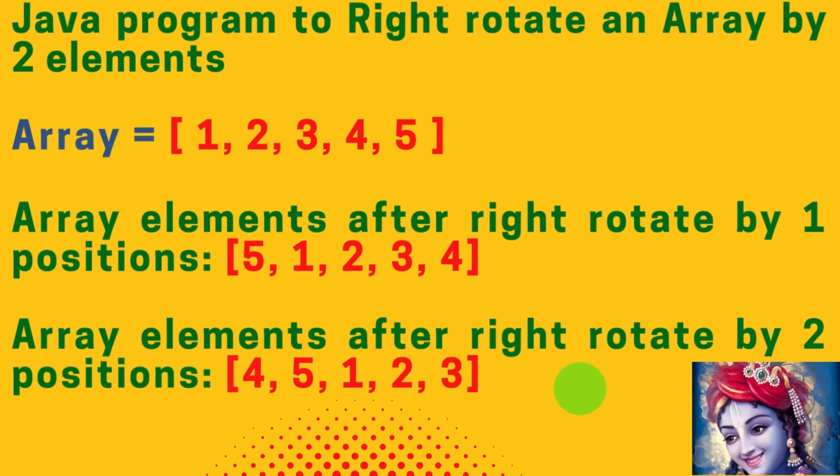So if you see carefully, when you rotate the array elements by one position, the element present in the last index, that is 5, is right rotated and moves to the first position of the array. Similarly, when we right rotate array elements by two positions, we can see that the last element present in the array after right rotating by one position is 4, and 4 becomes the first element of the array after right rotating by two positions. If you right rotate by three positions, then 3 will become the first element of the array: 3, 4, 5, 1, 2. Let us practically implement this program using Java.